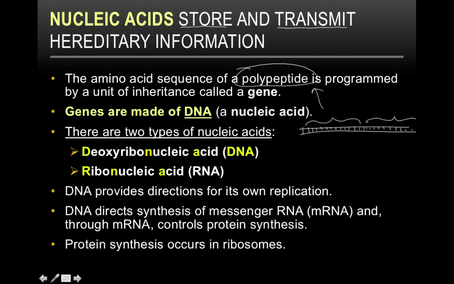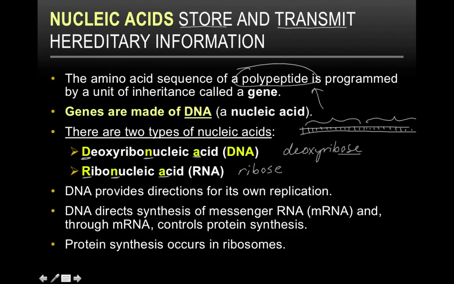deoxyribonucleic acid, or DNA for short, and ribonucleic acid, which is related, RNA. The names of these two nucleic acids are derived from the sugars that we find in their monomers. I'll show you these in a little bit, but for now, DNA monomers, which are called nucleotides, have the sugar deoxyribose, whereas RNA monomers, also called nucleotides, have the sugar ribose.